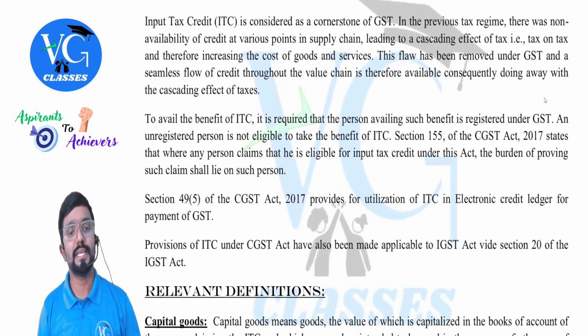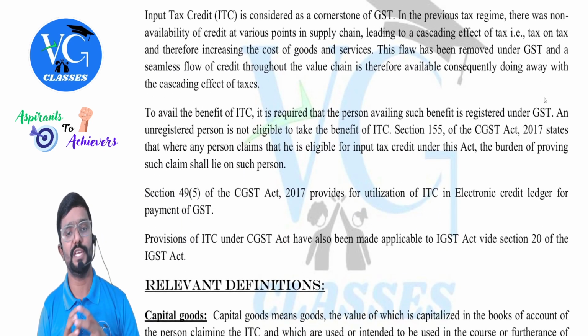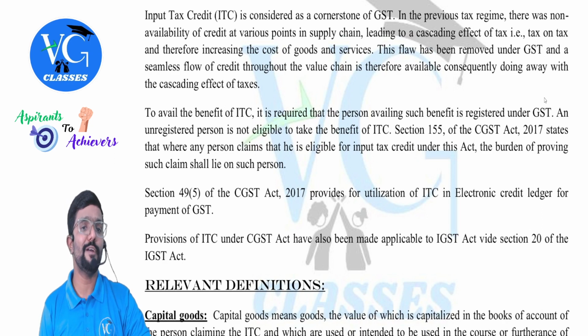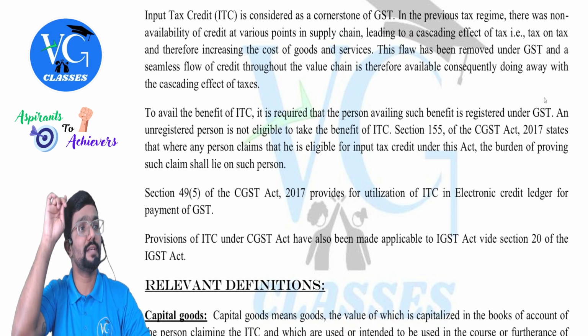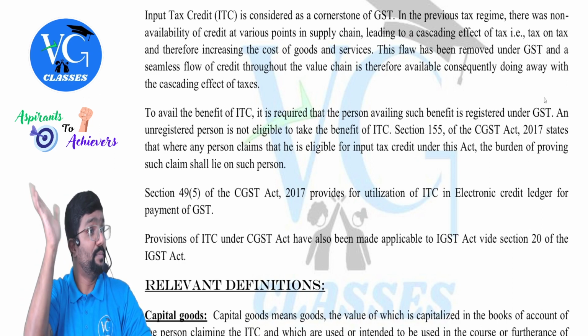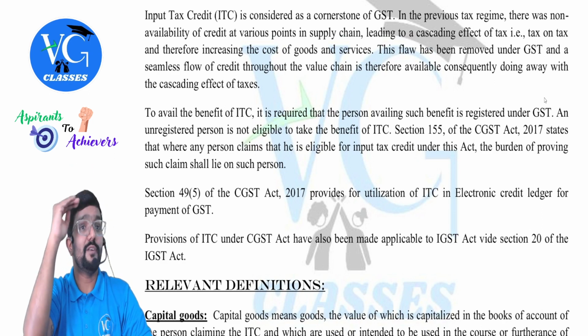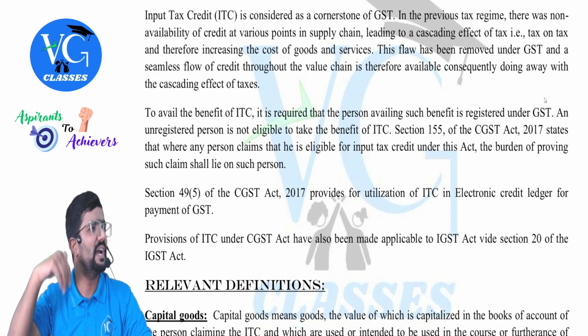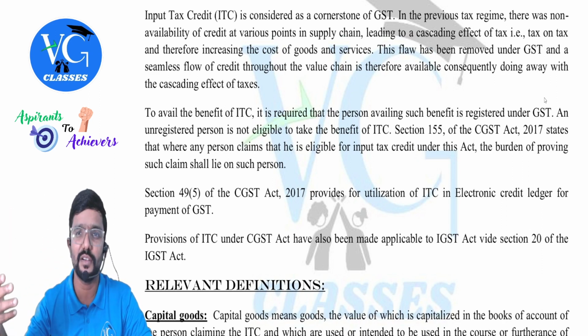Input tax credit is considered the cornerstone of GST, meaning one of the important key features of GST. In the previous tax regime, there was non-availability of credit at various points in the supply chain, leading to a cascading effect of tax, that is tax on tax, and therefore increasing the cost of goods and services. Can you recollect the examples which I gave in the first chapter? Pre-GST, the purchase price went up for the consumer. Why? Tax on tax, tax on tax.